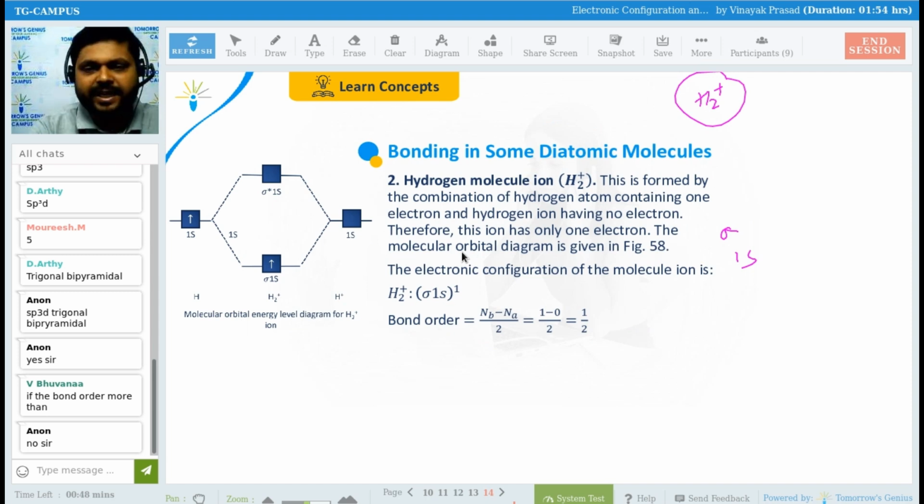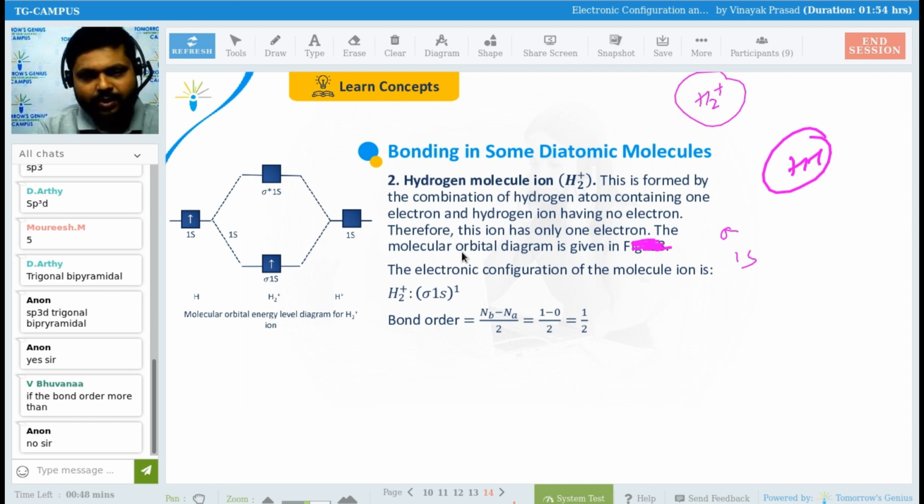See, the H2 plus molecule is formed by the combination of a hydrogen atom containing one electron and a hydrogen ion having no electron. So H plus will be having no electron, right? Therefore this ion has only one electron. The molecular orbital diagram that you can see here is sigma 1s and sigma star 1s, right? This is for the H2 molecule, not for the H2 plus molecule, right?